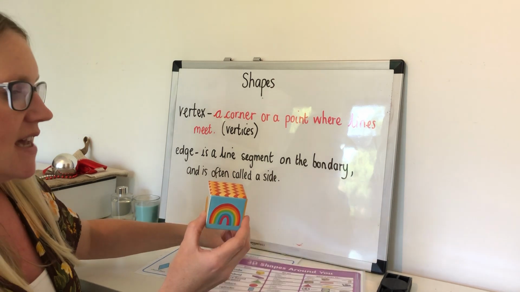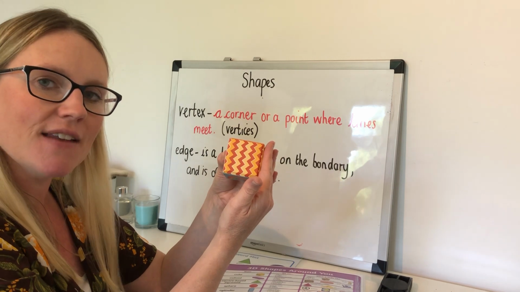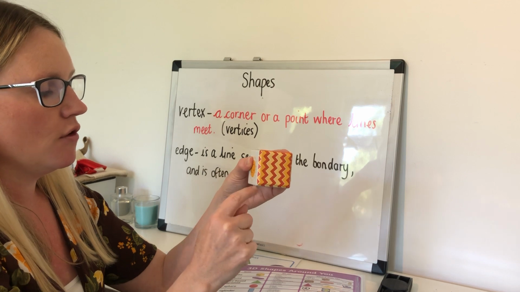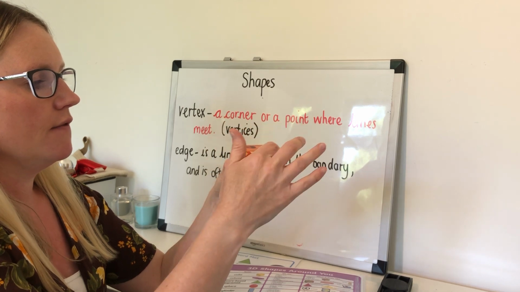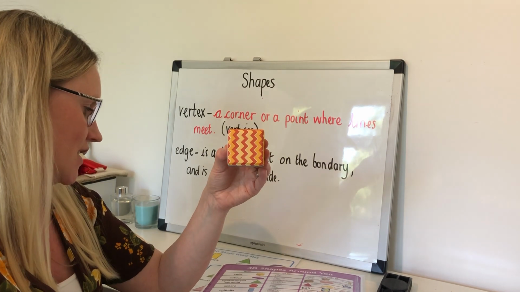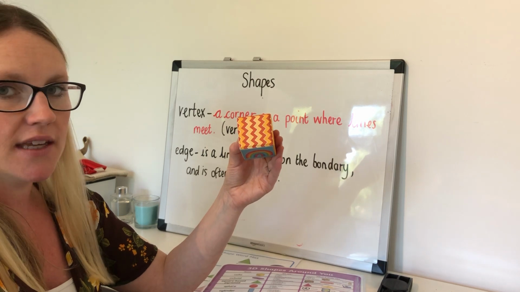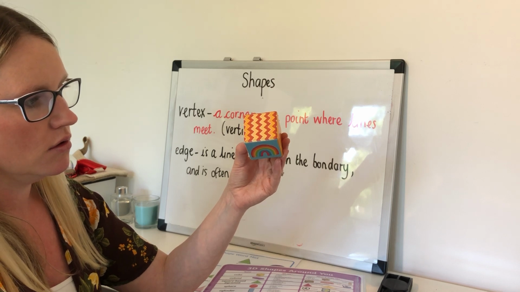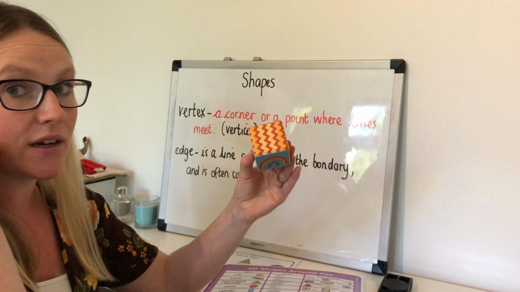And a cube has got 1, 2, 3, 4, 5, 6 flat surfaces, 12 edges, 1, 2, 3, 4, 5, 6, 7, 8, 9, 10, 11, 12 edges. How many vertices has it got? Remember, that's a vertex. Have a think to yourself, how many vertices has a cube got? 1, 2, 3, 4, 5, 6, 7, 8. If you said 8, well done.